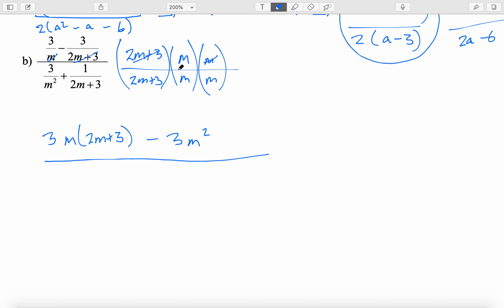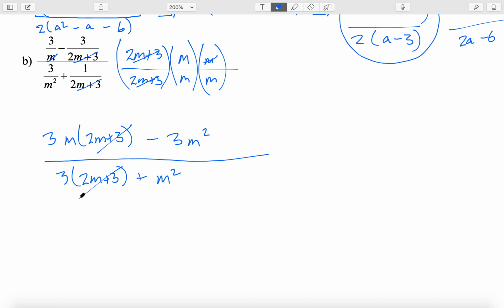Let's do the bottom. When I multiply all 3 of these by here, the m squared cancels, and I'm left with 2m plus 3 times 3. 3 bracket 2m plus 3. Plus this, I'm going to multiply here. The 2m plus 3 is going to cancel. I'm left with 1 times m squared.